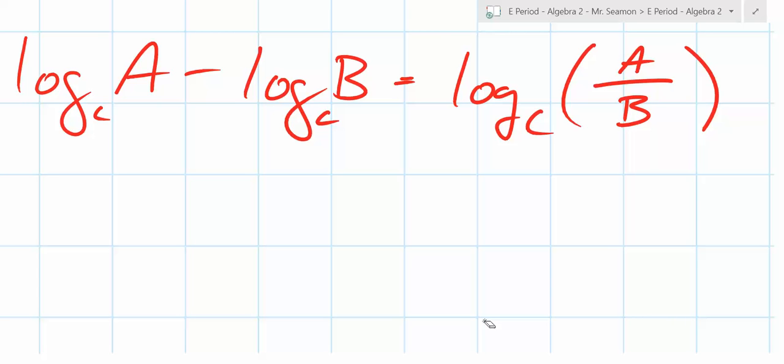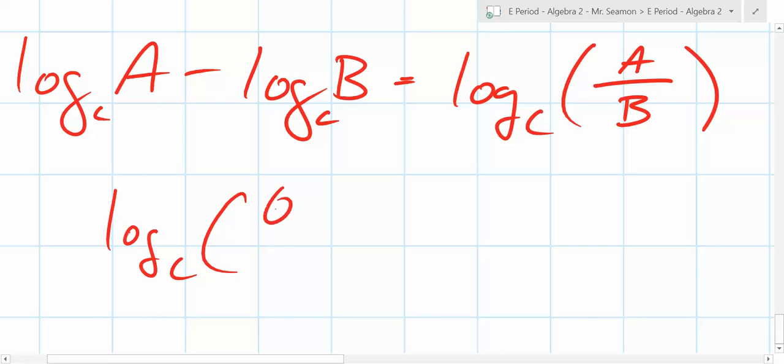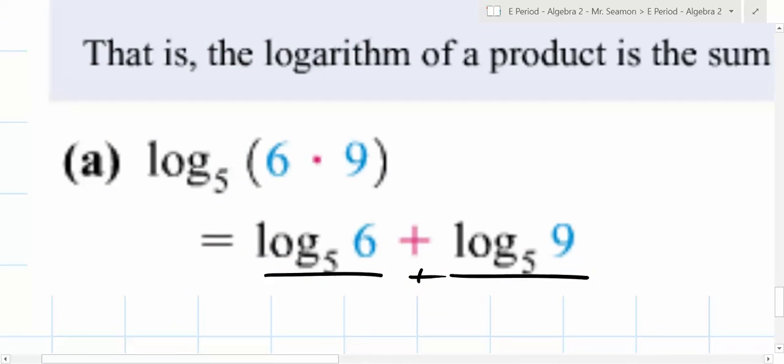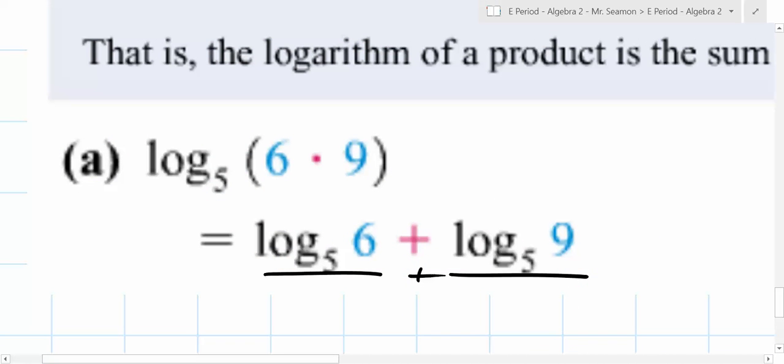Yeah, bad things happen, yes. So would that be log A minus log B if you did that? Yes, exactly. So if you had log base C of, I don't know, Q over R, what does that equal? Log base C of Q minus log base C of R. Exactly. You can't do one over the other one. Do you understand? This is super important. So these two things right here are the basic rules of manipulating logarithms.